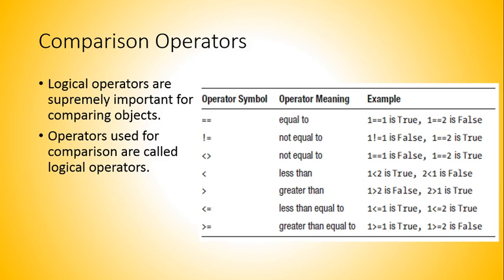One is the equal to operator, then the not equal to operator. There are two types of not equal to operators. Then less than and greater than operators, less than or equal to, and greater than or equal to operators. The result of the logical operators is always one of two binary values, either true or false. In some programming languages, binary values are represented as 1 and 0, but as I informed you earlier in our session on data types and introduction, Python uses true and false as Boolean values.